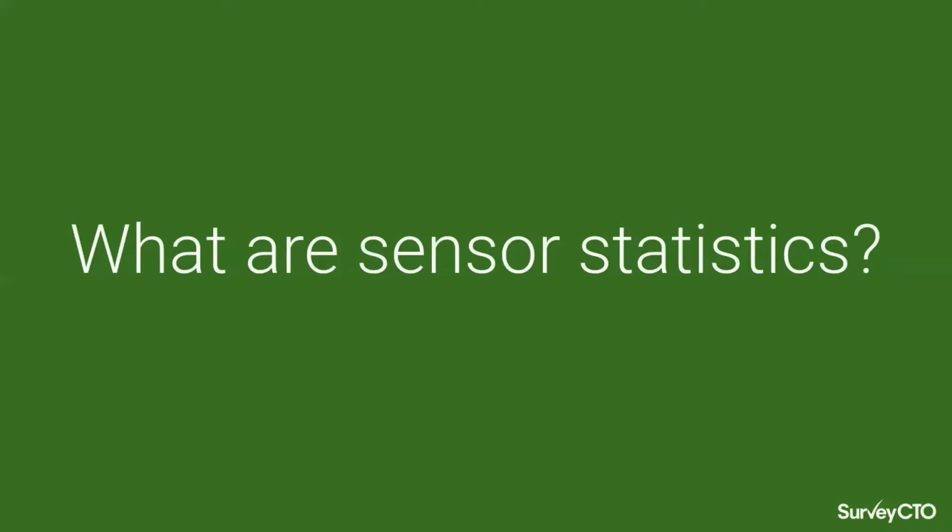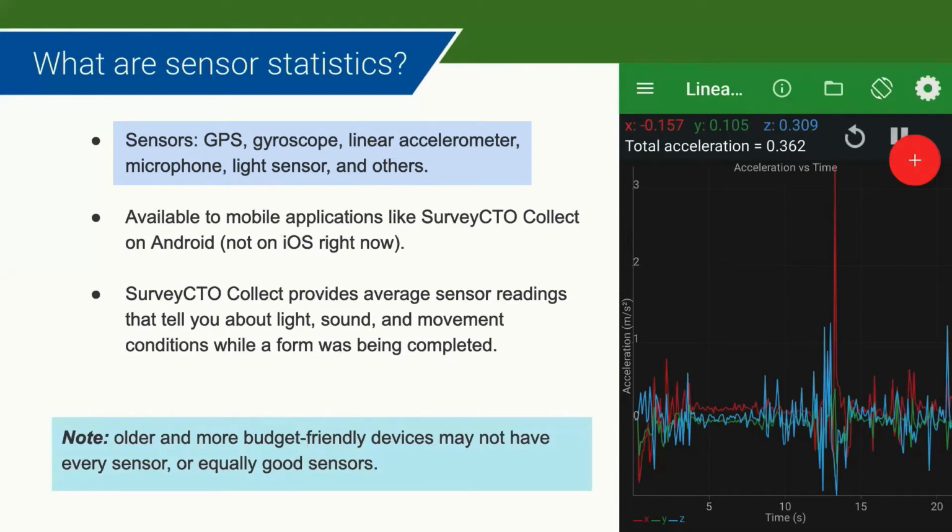So what are sensor statistics? Mobile devices have different sensors, including GPS, gyroscope, microphone, light sensors, a linear accelerometer, and other types of sensors. A gyroscope and a linear accelerometer are special sensors for measuring movement, if you're unfamiliar. Gyroscopes can measure rotation, whereas a linear accelerometer actually measures and estimates movement of the device through space along an X, Y, and Z coordinate. And we'll have a look at that just now.